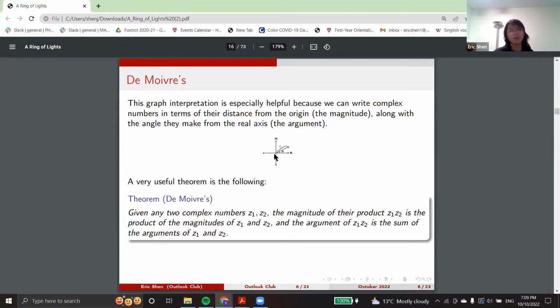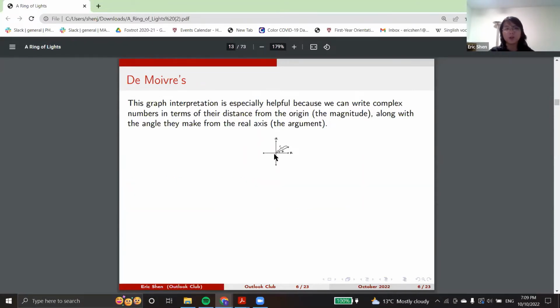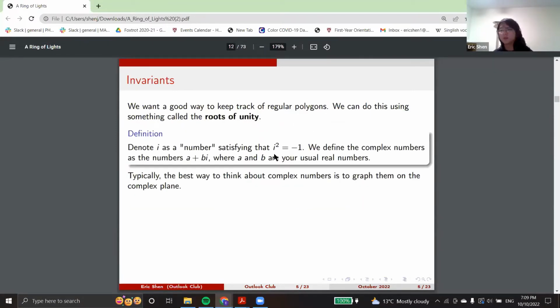Something I may have forgotten to mention is that you can multiply complex numbers, if you are familiar with this, by just multiplying a + bi times c + di. I'll write on this a little bit. It kind of works like this.